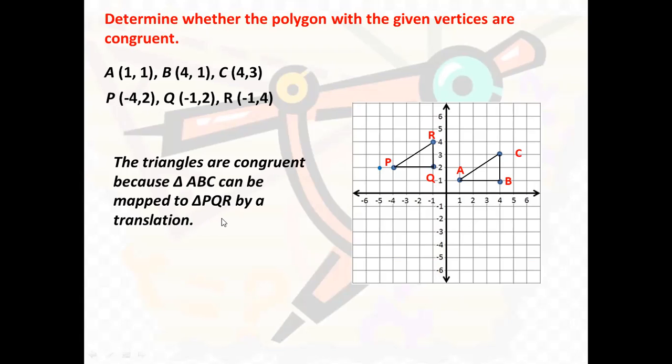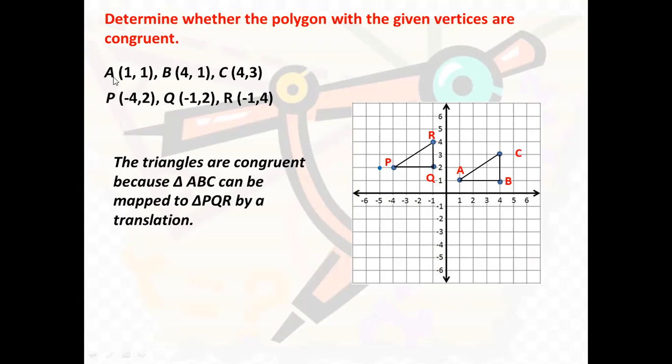So for this question, the translation word has been used. Now you cannot stop there. Definitely you need to say what is the scale factor or what kind of translation is done. So to find what is the unit for translation, you need to count from one point of the pre-image to the image.